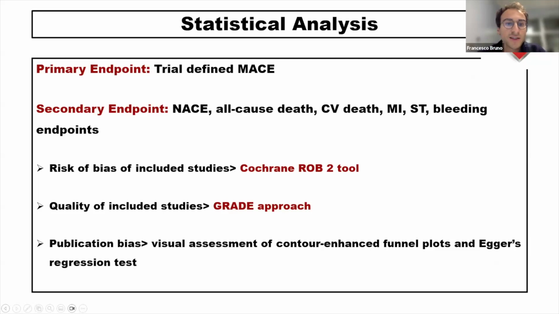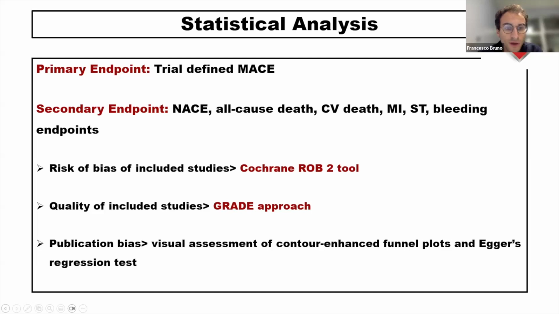The risk of bias was assessed with the Cochrane ROB2 tool, and the quality of the included studies was assessed with the GRADE approach. The publication bias was assessed with visual assessment of contour-enhanced funnel plots and the Egger's regression test.